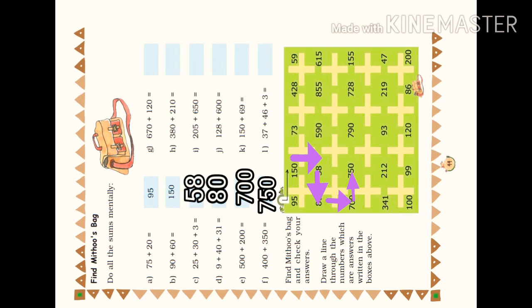Okay, so please try to solve the other remaining questions, that is G, H, I, J, K and L, and then when you get the answers, make the way with the numbers, with the answers that you get, and that's how you will reach Mitu's bag. Please try to solve it as your homework and complete this question. If you have any doubt, you can ask me.